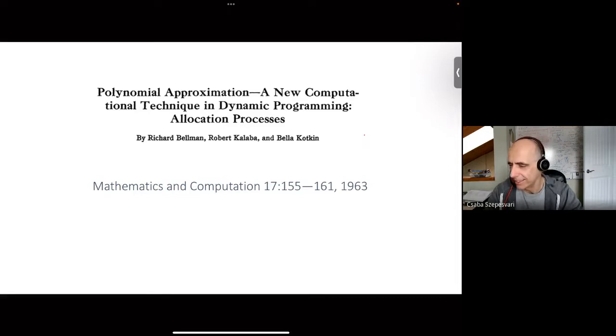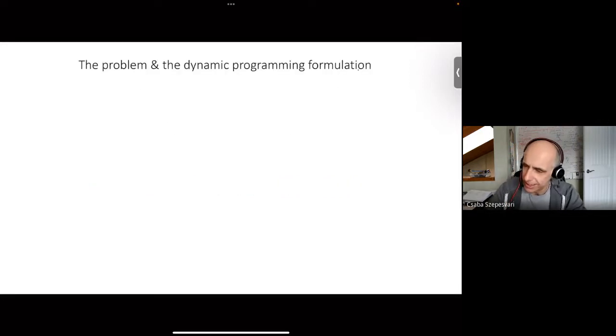Its title is not as catchy as a NeurIPS title would be these days. You could say it's pretty boring. Polynomials are mentioned, and okay, dynamic programming. That's fine by NeurIPS standards as well. And allocation processes. What the heck is that? I guess you would never read this paper unless I presented it today for you. So let's look at what this paper is about.